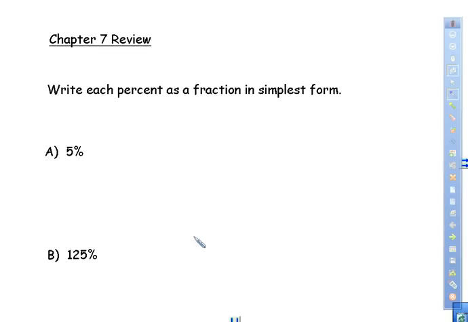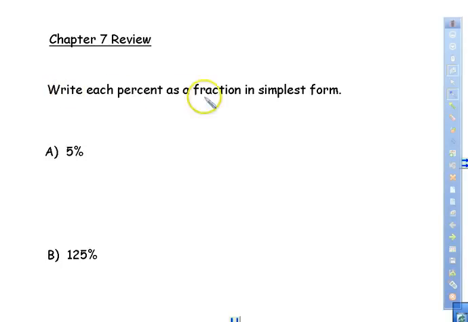And then again, if you have questions, certainly feel free to write those down and ask those in class the next day, and we'll get some more clarification on that. So go ahead, hit pause, and solve both of these. Go ahead and do that now.